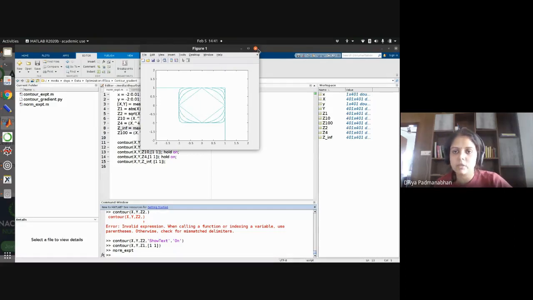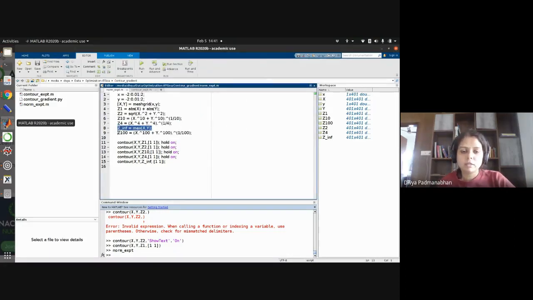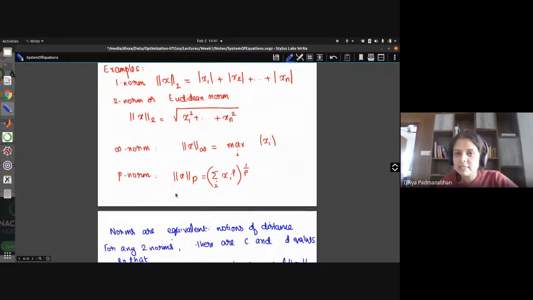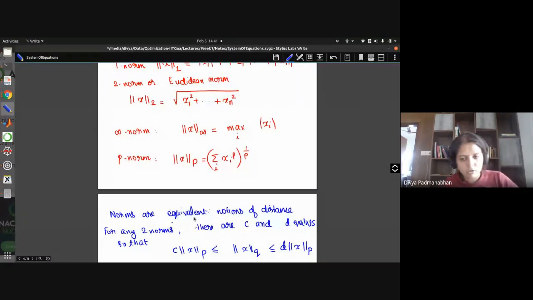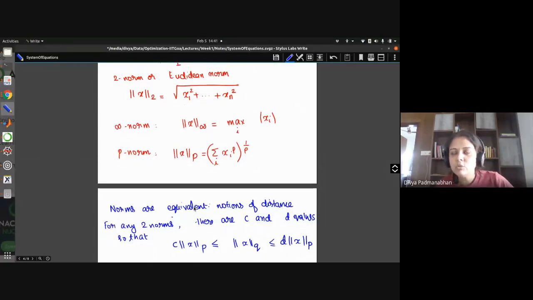Now all these norms are equivalent, in the sense that later on when you study optimization problems and how to solve them, it will not really matter which of these norms you use. They are all notions of distance, but they give importance to different aspects. For example, the infinity norm only looks at the max value. It doesn't care about anything else.